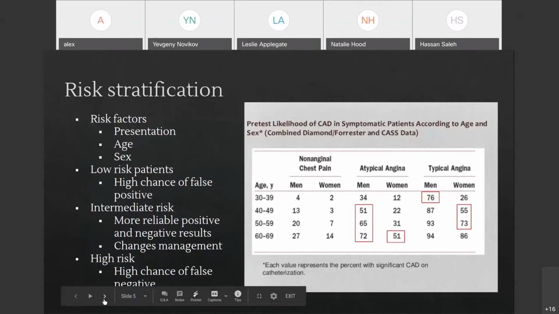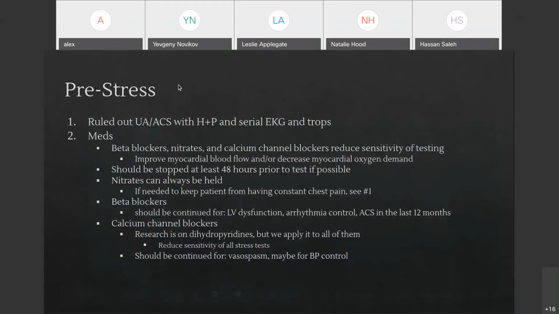So you've seen somebody and you've decided you're going to stress them. The next thing to do is a quick pre-stress evaluation. One thing that unfortunately we run into from time to time is that unstable angina and ACS have not been ruled out yet before we go to stress people. And then the second thing we get a bunch of questions about is what meds should people be on.